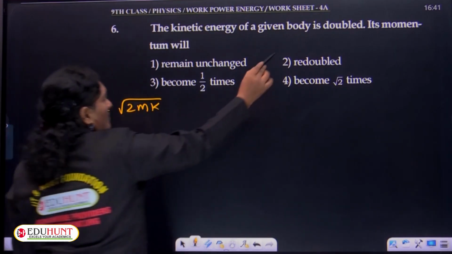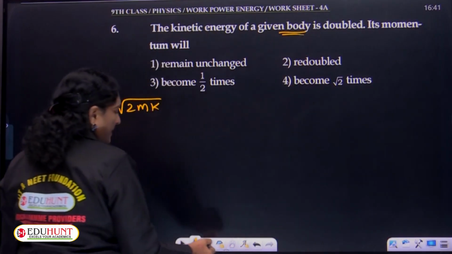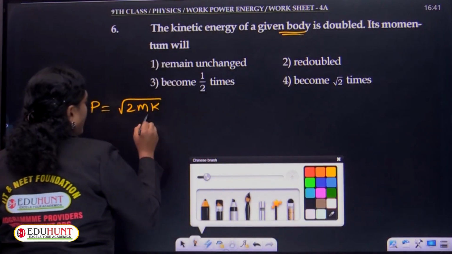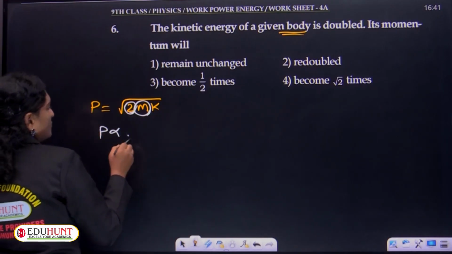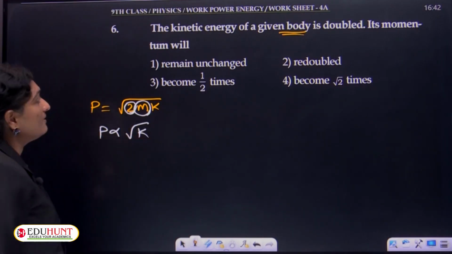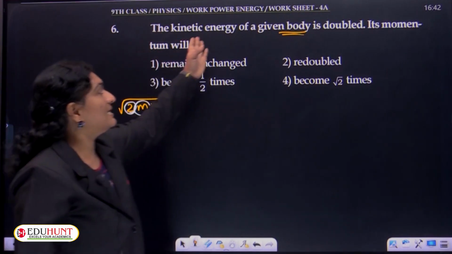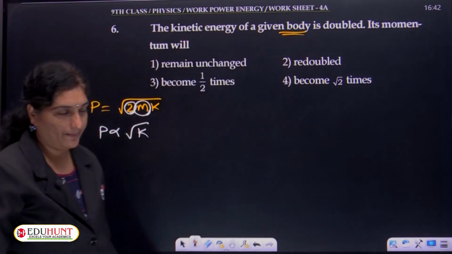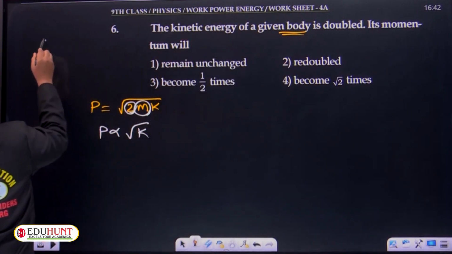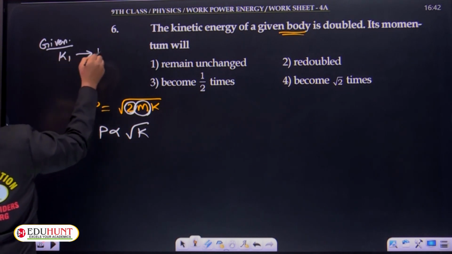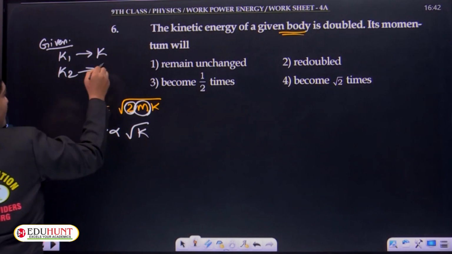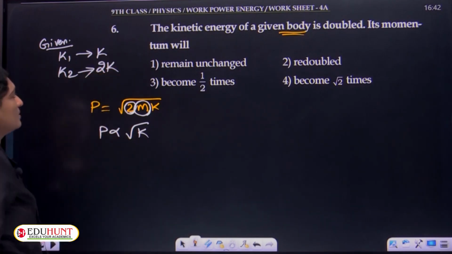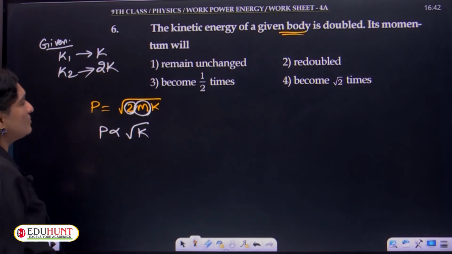For the same body, as they have told, this implies that mass is constant and of course 2 is constant. So P is proportional to root K. But in the given question, the kinetic energy of the body is doubled. Suppose the first kinetic energy is K, then the next kinetic energy will be double that, so 2K. So K1 is K and K2 is 2K.